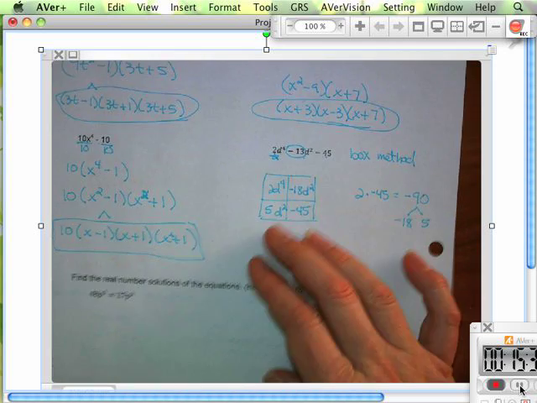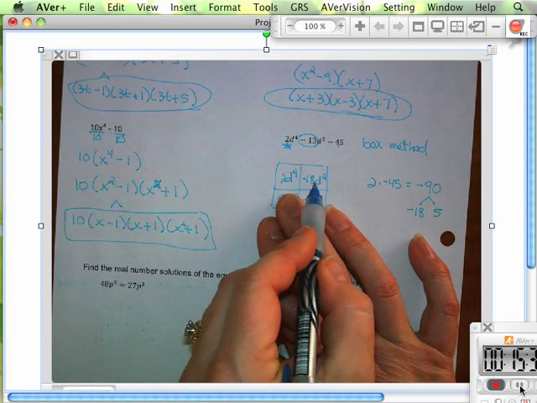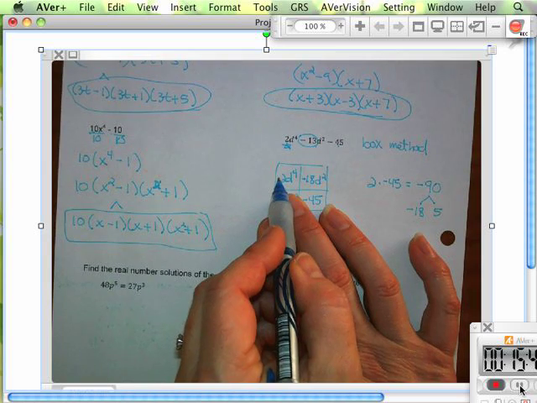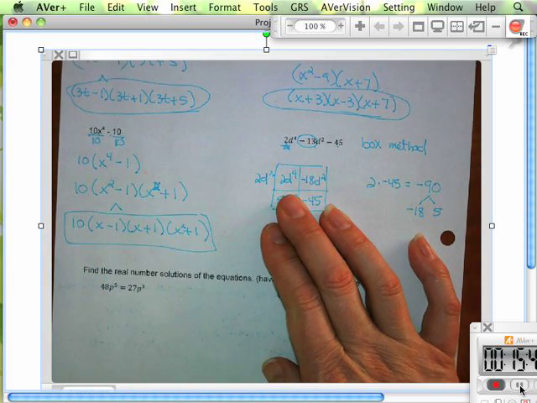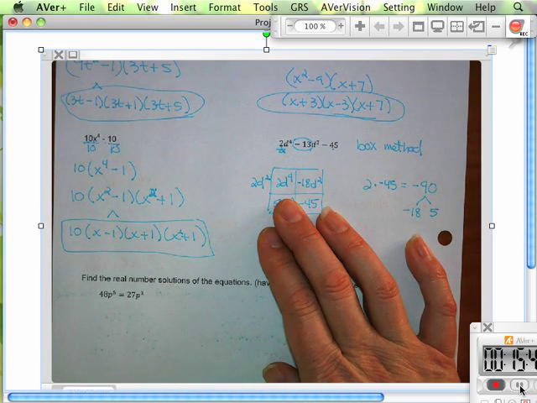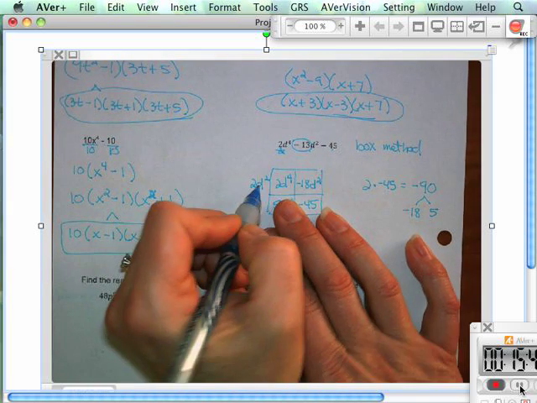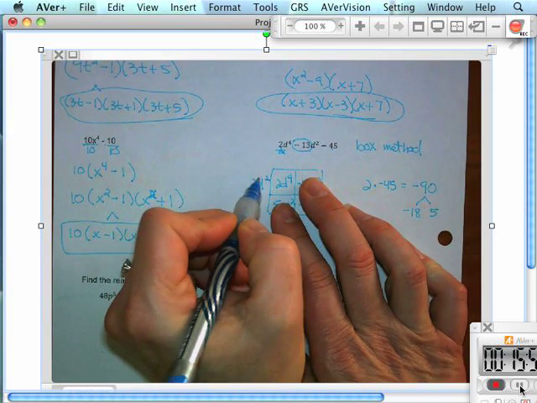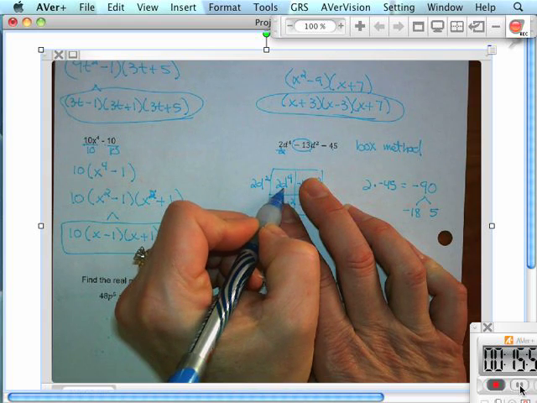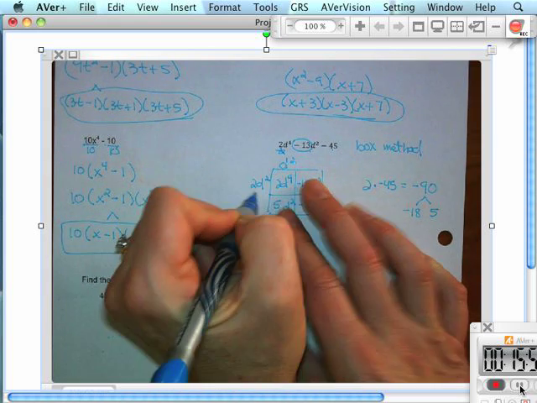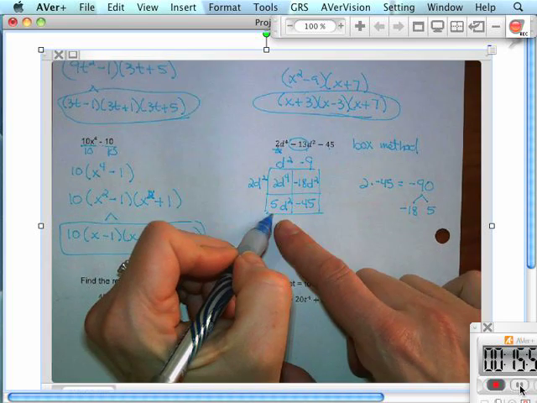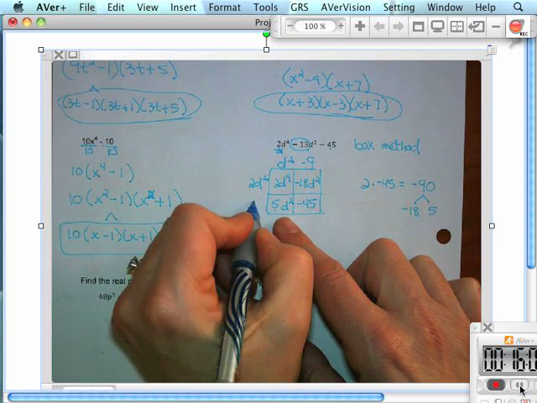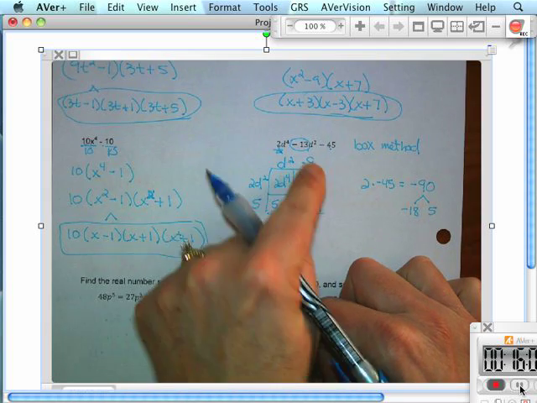Then I look across this row and say what's a common monomial I can pull out of both of them. I can pull out a 2d squared. Once you have one of those, you go around the box. Look at this first box here. What times 2d squared will give me 2d to the 4th? That's d squared. This would be negative 9. D squared times 5 would give me this box. And then just check to make sure 5 times negative 9 gives me negative 45.